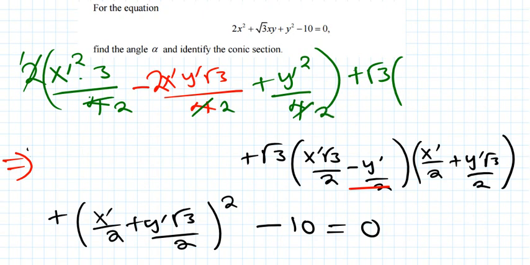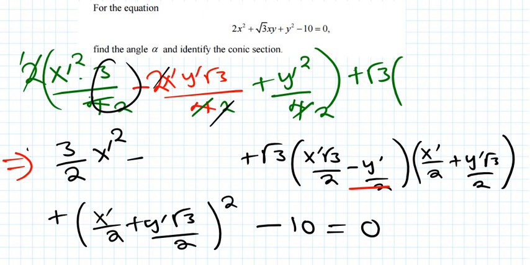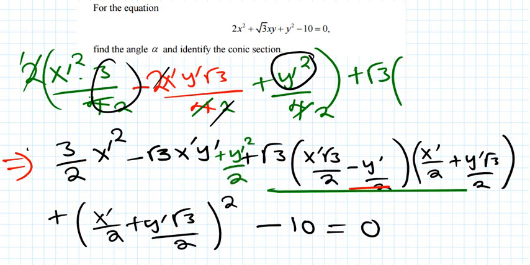So you end up with the coefficient remaining there, which is 3 over 2, and then x prime squared. The 2 can divide, so that you only remain with root of 3, and then x prime, y prime. This part you've got y prime squared over 2. Okay, so y prime squared over 2, and then simplify this part.